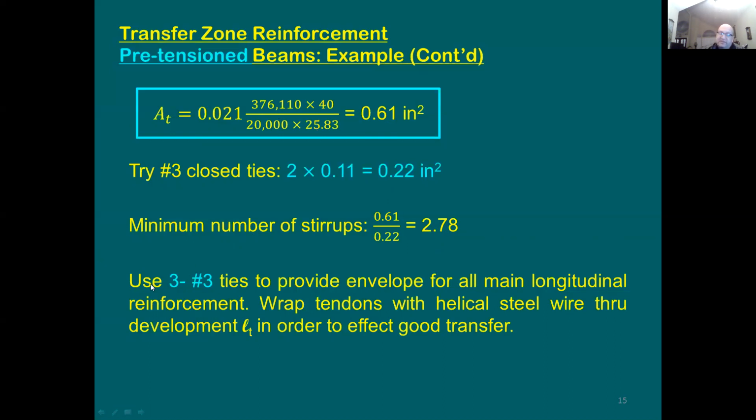As it says here, use number 3 ties. In reality, I cannot just use number 3. Maybe I'm going to provide here number 3 at 6-inch center to center, meaning that I may end up with maybe 6 to 7 stirrups in this location.